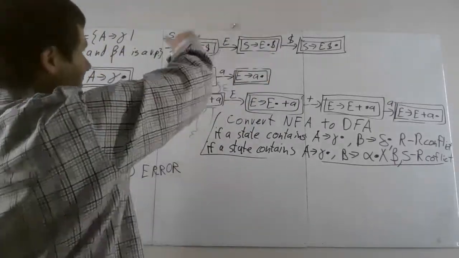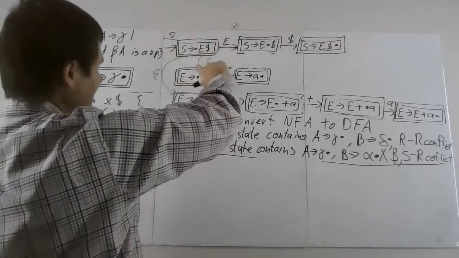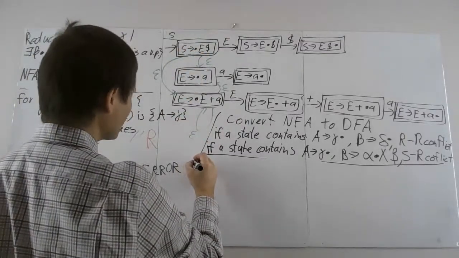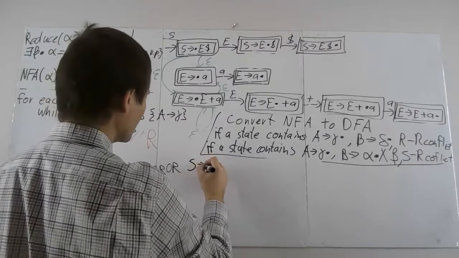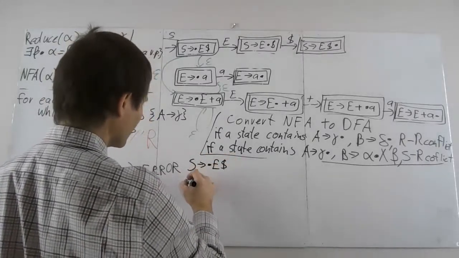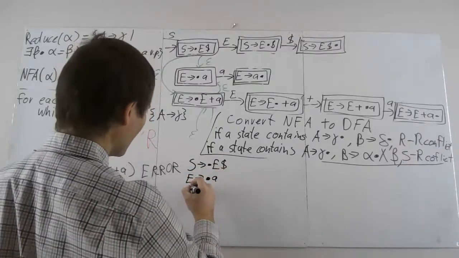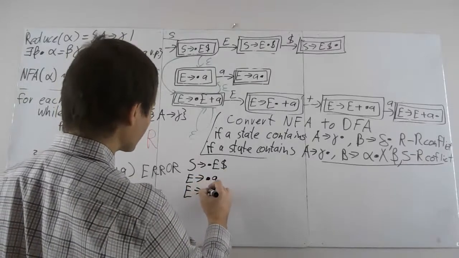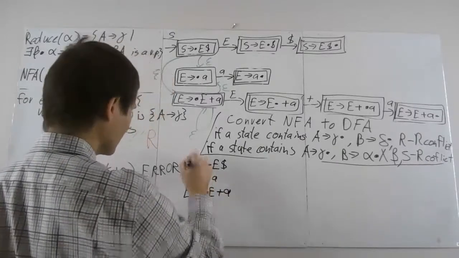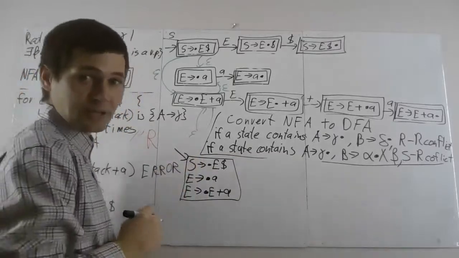Okay, so converting this NFA to a DFA. We start with the start state and take the epsilon closure. We follow epsilons. And so our initial DFA state is going to have S goes to dot E $. It's going to take an epsilon transition to E goes to dot A, and another epsilon transition to E goes to dot E plus A. Okay, and that's the start state of the DFA.